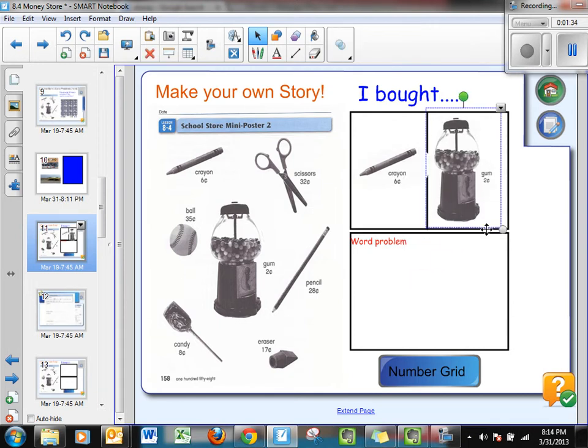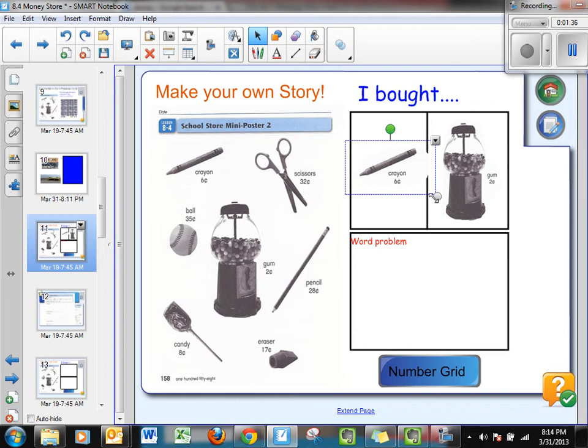Now with both of these, it tells you how much they cost. That's the important part. In order for us to know how much money we have to have, you need to know what the item is going to cost. You can see a crayon is 6 cents and a piece of gum is 2 cents. In order to figure out how much you're going to need altogether, you actually need to add these.